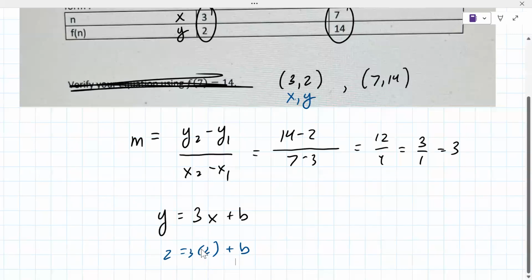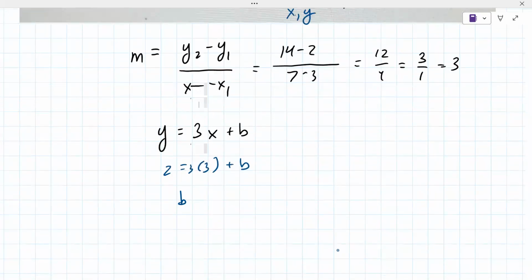Wait, I thought wouldn't the x be 3? Yes. Is that what I did? No, I did not do that. That is terrible. Okay. B is minus 7. Very good.